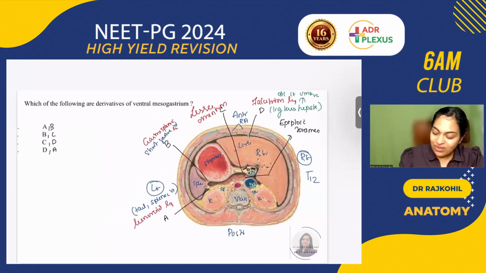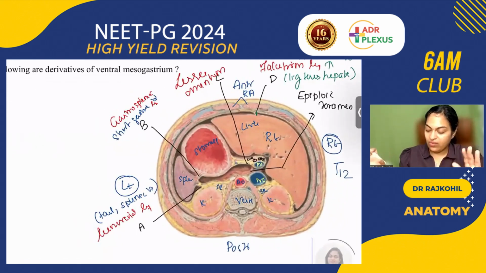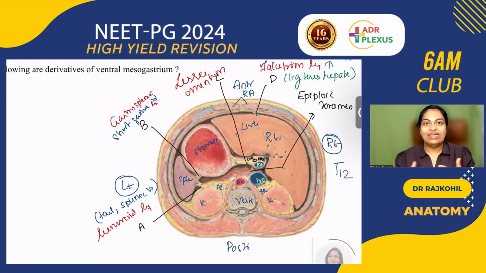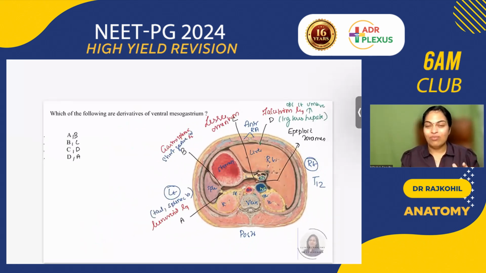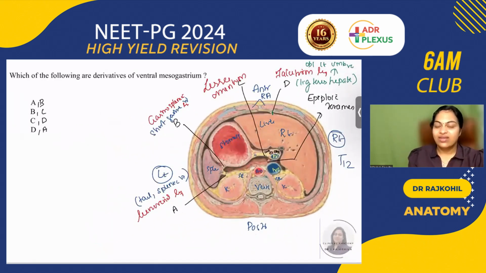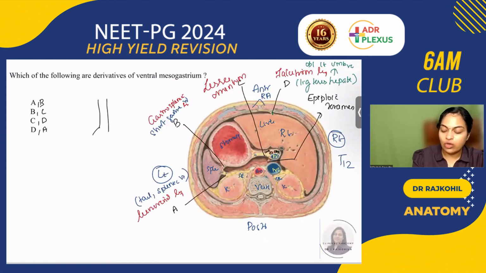Right. Now coming to the question. We have seen the orientation to the specimen, we have seen what the possible ligaments are, and we have identified the vertebral level of the section related to the falciform ligament, all the ligaments, right? Now, going back to the question, which of the following are the derivatives of the ventral mesogastrium? In the gut tube, you have the foregut, the midgut, and the hindgut. Here, anterior abdominal, posterior abdominal wall.